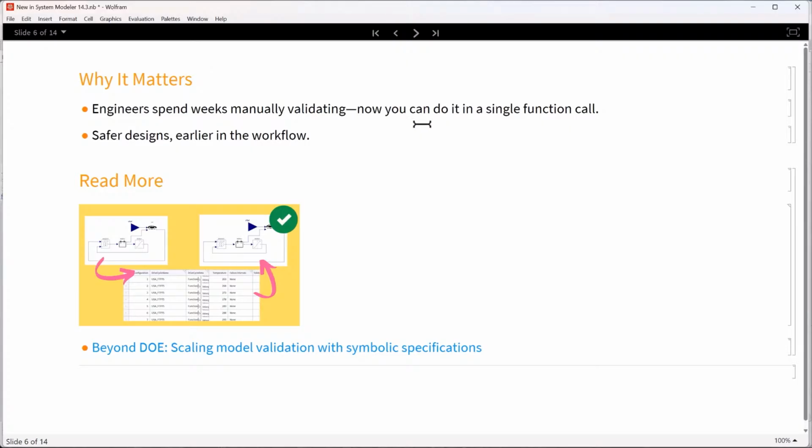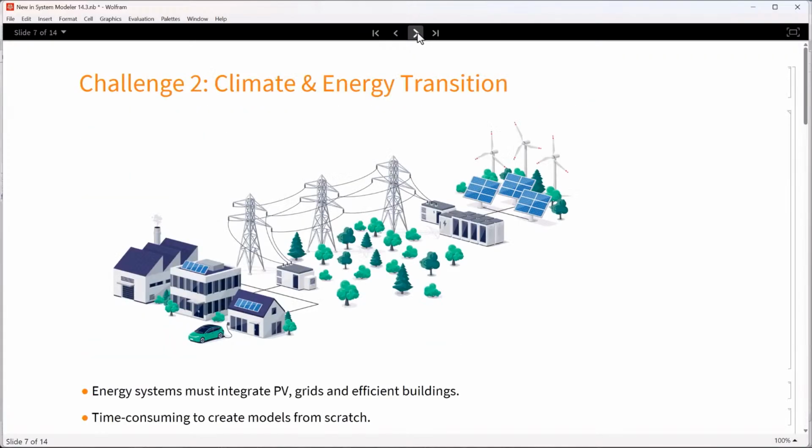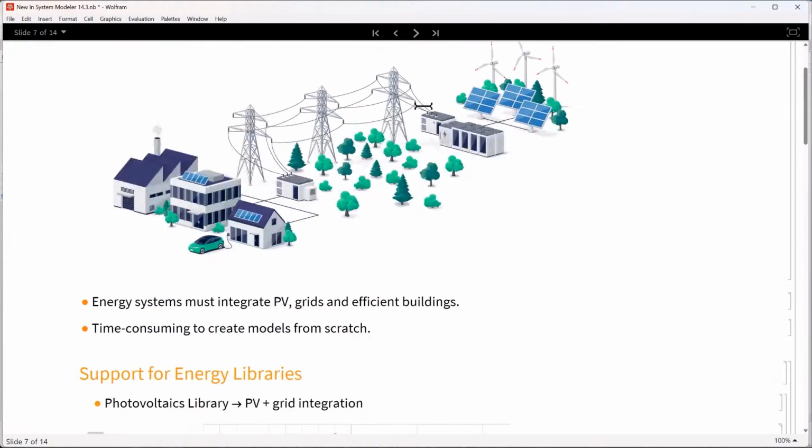You can validate much earlier in the design phase. You can test far more scenarios than before, and you can build safer, more reliable systems because problems are caught automatically. That's how System Model 14.3 addresses the first challenge: safe, reliable design under uncertainty. Next, let's move on to the second challenge, that is energy systems and the climate transitions.